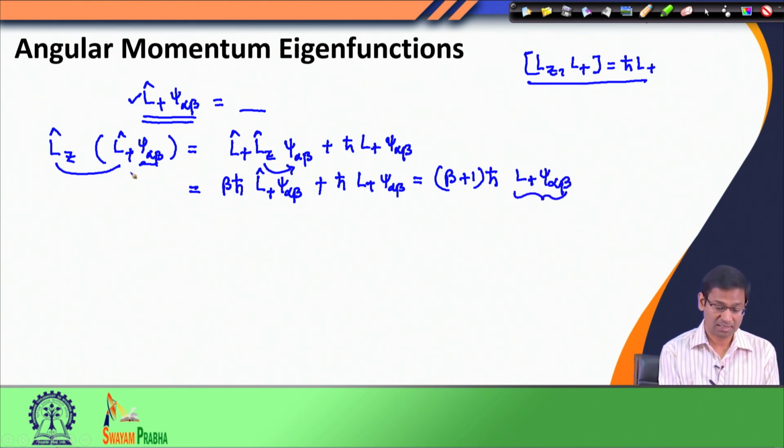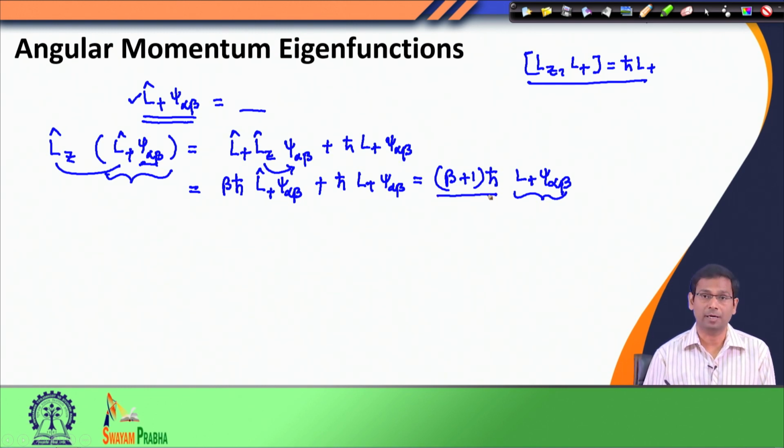So, in the left hand side and the right hand side, what am I doing? I am trying to see the action of the Lz operator on this function L plus psi alpha beta. I see that this function L plus psi alpha beta is an eigenfunction of the Lz operator with the eigenvalue beta plus 1 h bar. If psi alpha beta is an eigenfunction of the Lz operator, then L plus psi alpha beta is also an eigenfunction of the Lz operator with an eigenvalue of beta plus 1 h bar. So, this is what I obtained from this relation.